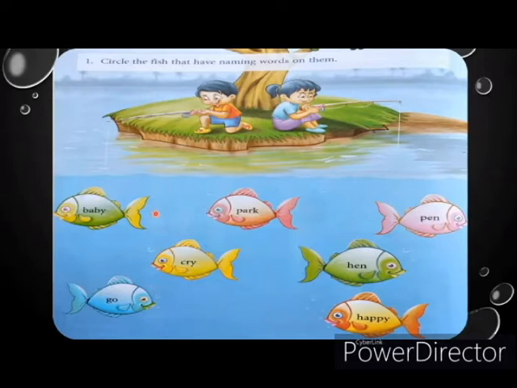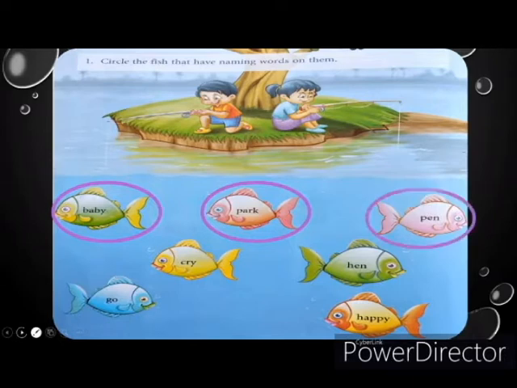Can we start? The first one is baby. Is baby a naming word? Yes, right? Baby is a naming word, so we are going to circle that. The next one is park. Is park a naming word? It's the name of a place, right? So we are going to circle park. Next question is pen. Is pen a naming word? I think that it's the name of a thing, right? So we can circle pen.